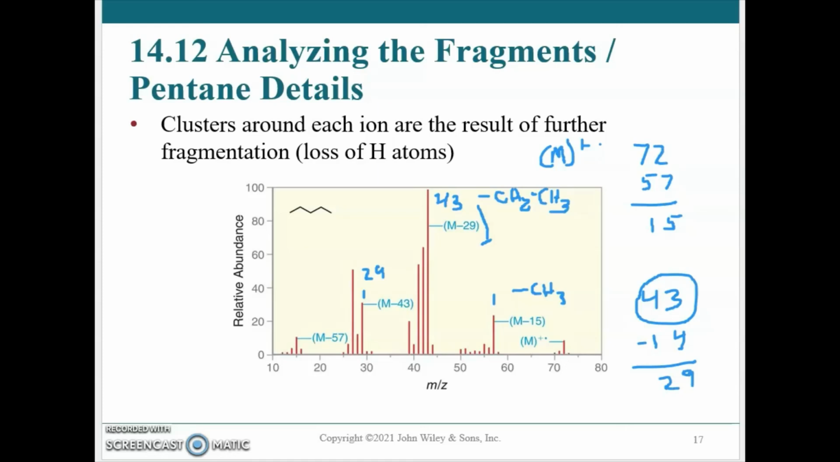And so on. So this regular spacing is also really common in synthetic polymers like polyethylene, where you have loss of ethylene groups. So it's very characteristic of a straight chain alkane successively losing methylene groups.